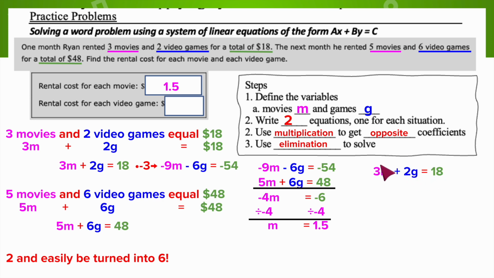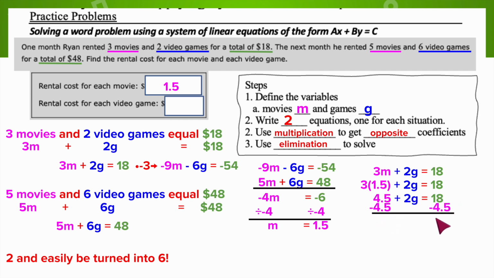Well, now I know how much movies cost. They cost $1.50 each. So if he rents 3 movies for $1.50, then he spent $4.50 on just movies. And now we're still adding the 2 games that he rented. We don't know how much the games are yet. We're figuring that out right now. And that equals $18. So I'm going to undo the $4.50.